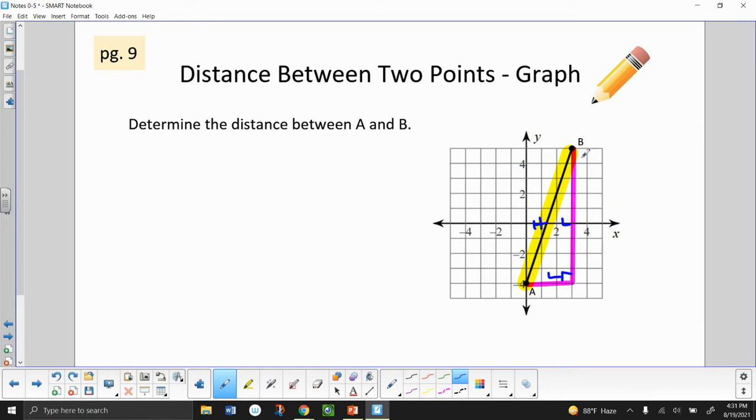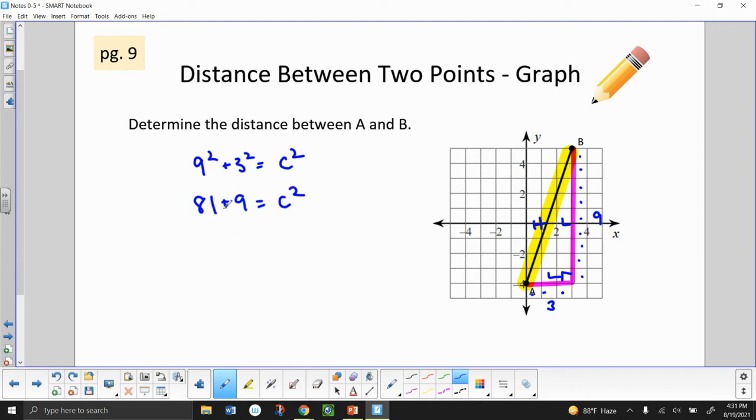Okay. Now we just need to count how many boxes. 1, 2, 3, 4, 5, 6, 7, 8, 9. So this is 9, and then I have 1, 2, 3. And now I can do Pythagorean theorem. So 9 squared plus 3 squared is equal to c squared. 9 squared is 81. 3 squared is 9.